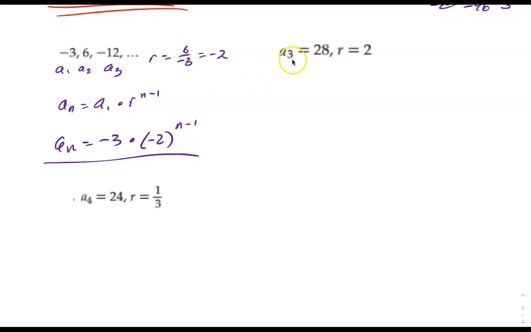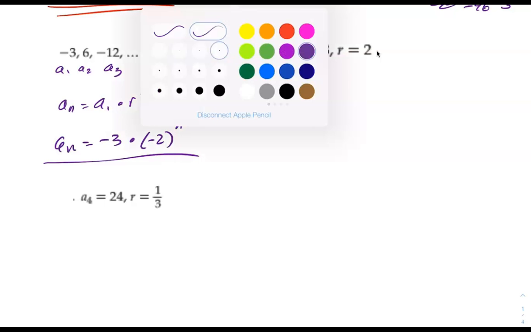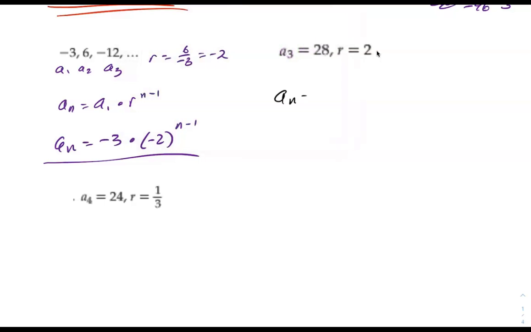Now we get to the little tougher ones. a3, r equals 2. Remember what I always say. Let's write down our formula first.